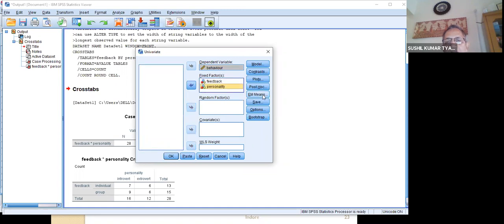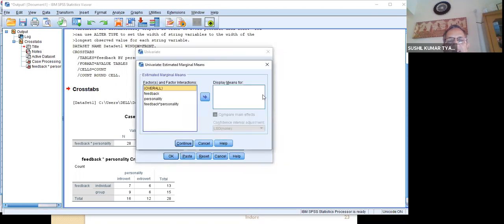Here you find EM means. This is estimated marginal mean, and you need estimated marginal mean for the main effects. Main effect, because it is for marginal sums. Compare main effect, but since there is no main effect having more than 3 levels, there is no sense in comparing the main effect.